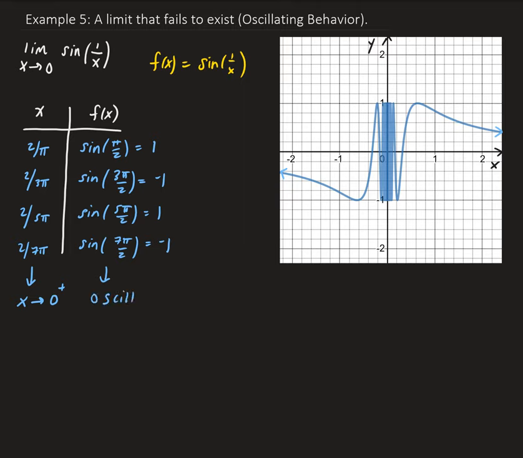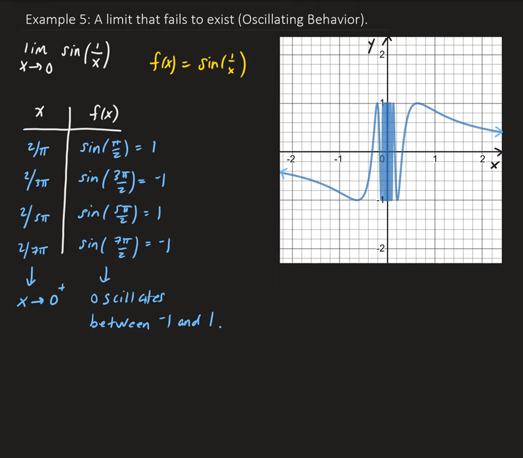That's just a small snapshot of what's going on with this function. You can clearly see that from the graph here. You're getting various values between minus 1 and 1, just going back and forth, and you're also getting values in between.